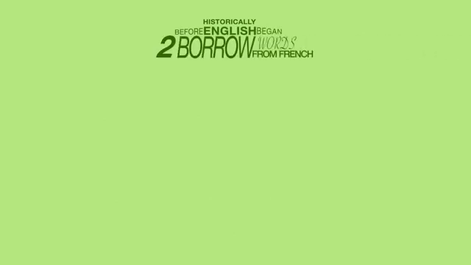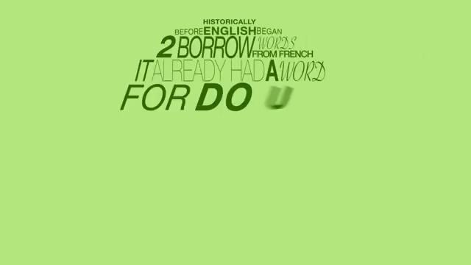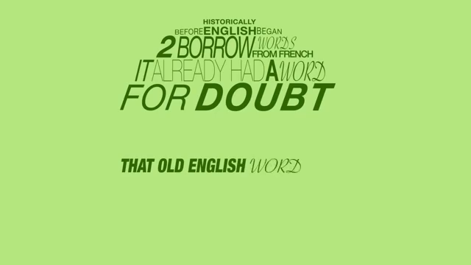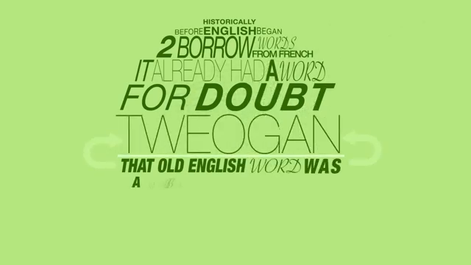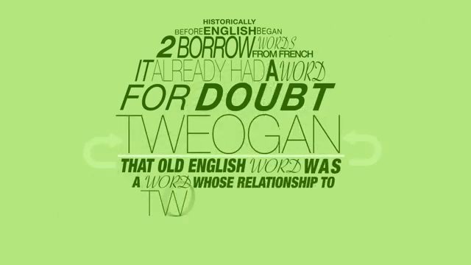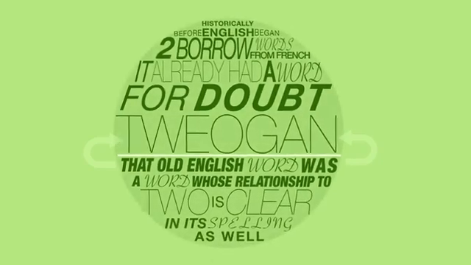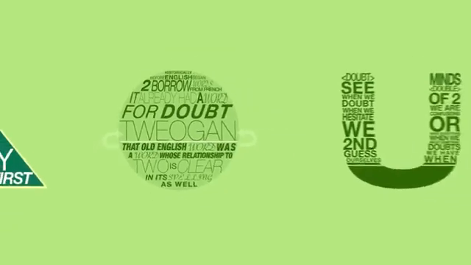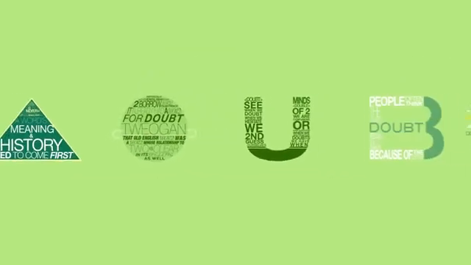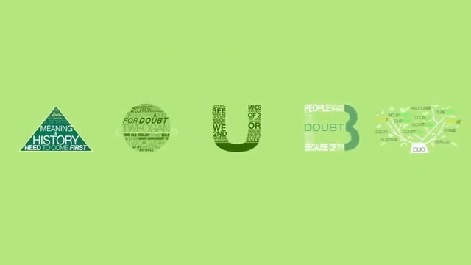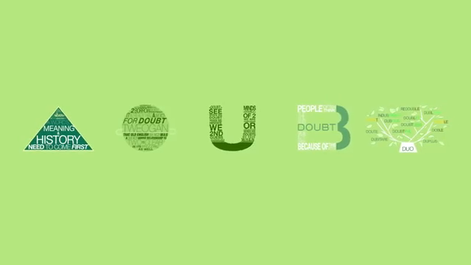Historically, before English began to borrow words from French, it already had a word for doubt. That Old English word was tweogan, a word whose relationship to two is clear in its spelling as well. So the next time you're in doubt about why English spelling works the way it does, take a second look. What you find just might make you do a double take.